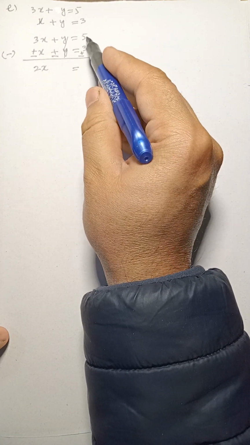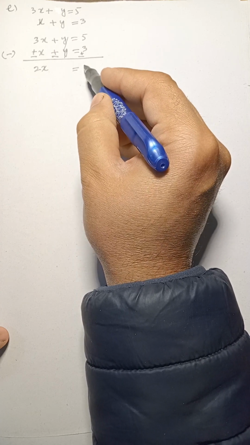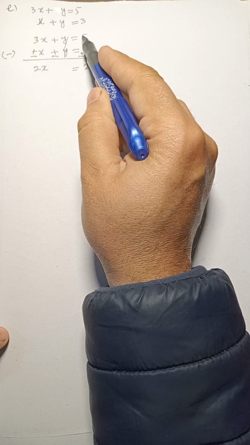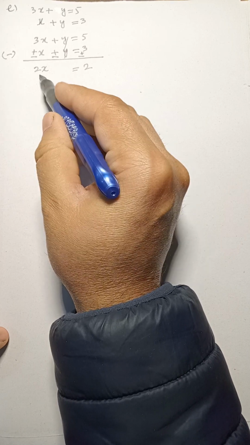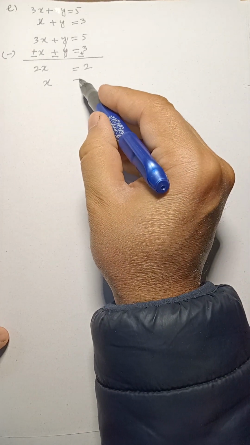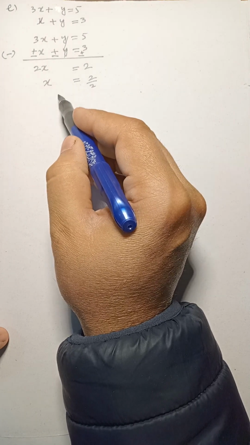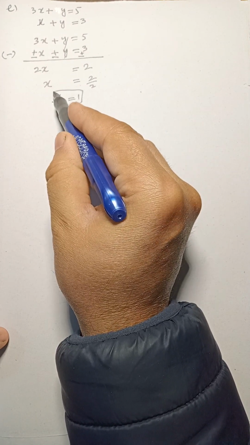And here from plus 5 you will remove minus 3, answer is plus 2 here, due to the bigger term that carries the plus sign. Now 2 is multiplied by x, so it will be divided on the other side. After dividing, the answer is x is equal to 1. This is the answer of x.